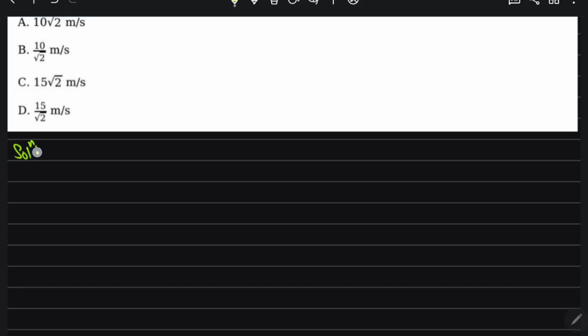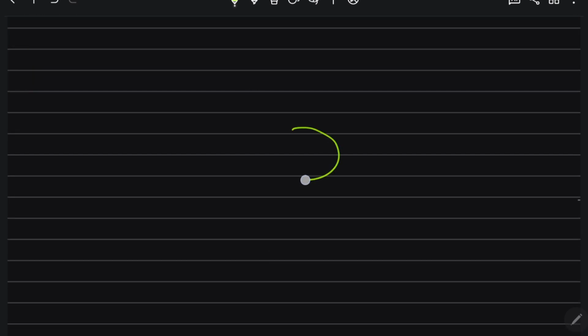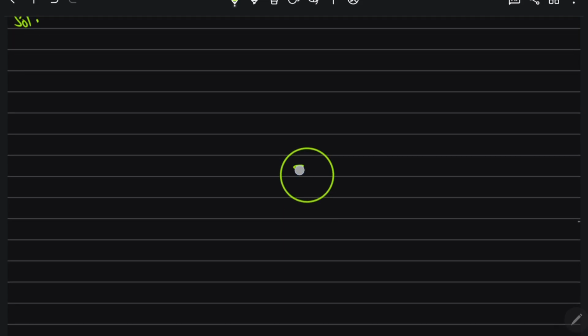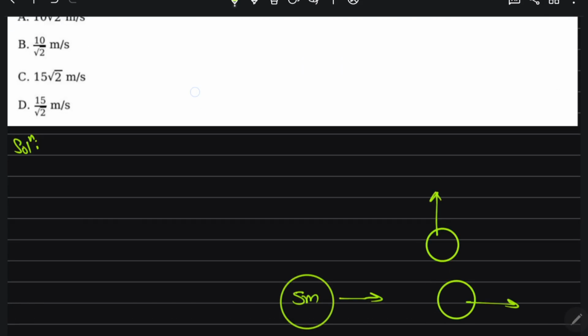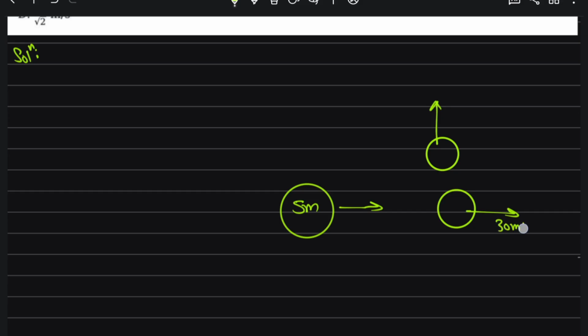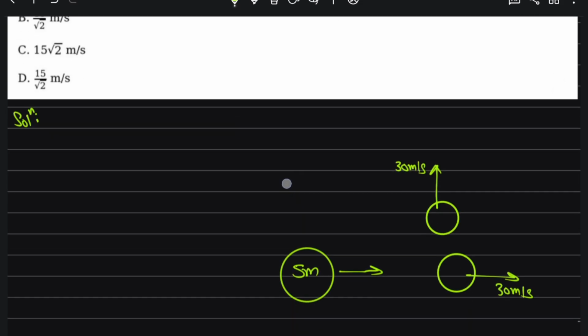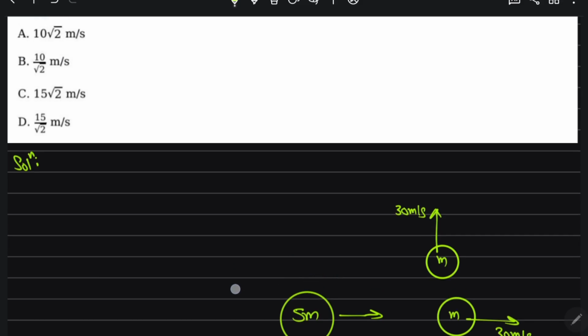This question we have already solved, but we are solving it again. This is a repeated question of a PYQ. Initially the bomb has mass 1:1:3, which means 5m mass. After the explosion, they move in this direction, like this, at 30 meter per second. The parts having the same mass move in perpendicular directions, right?